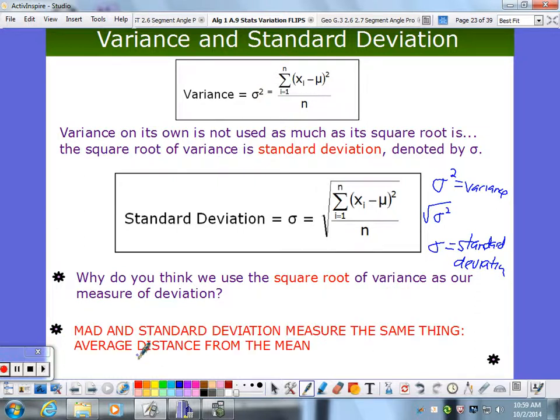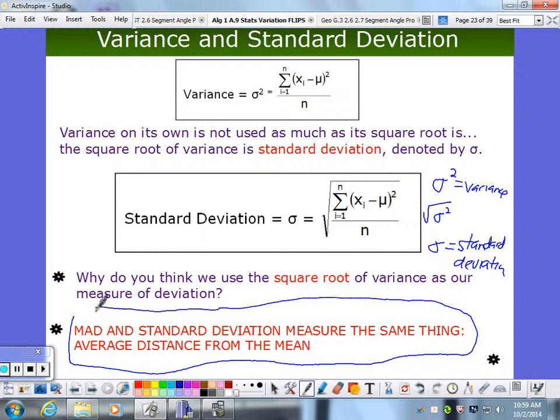Okay. So, why do you think we take the square root of variance to get a standard deviation? Because we want the average distance from the mean. When you square numbers, especially as the distances get bigger, you get a huge number. So we square root it to kind of get it down to a more reasonable size, closer to MAD. The important thing to remember here is that MAD and standard deviation are different ways to measure the same thing. On average, how far are the points from the mean?